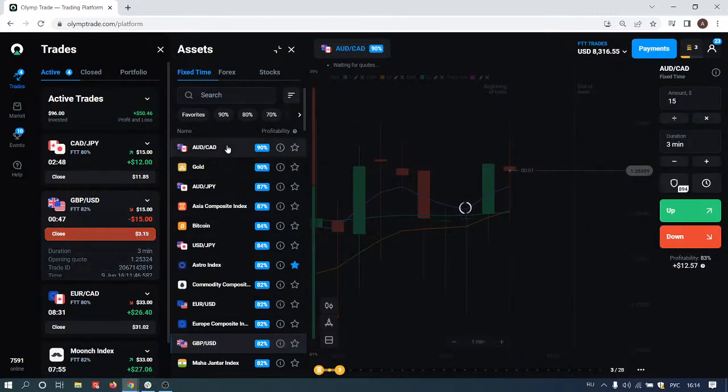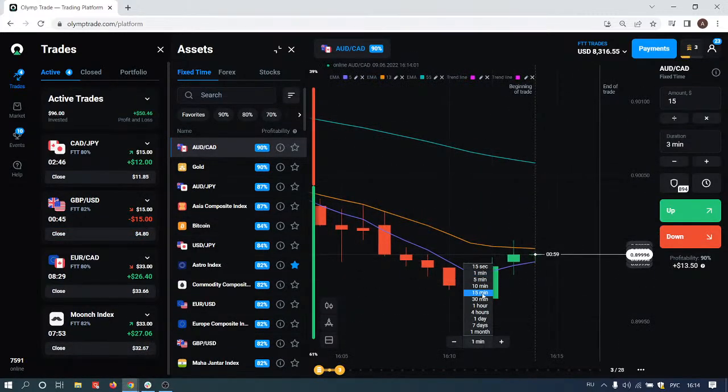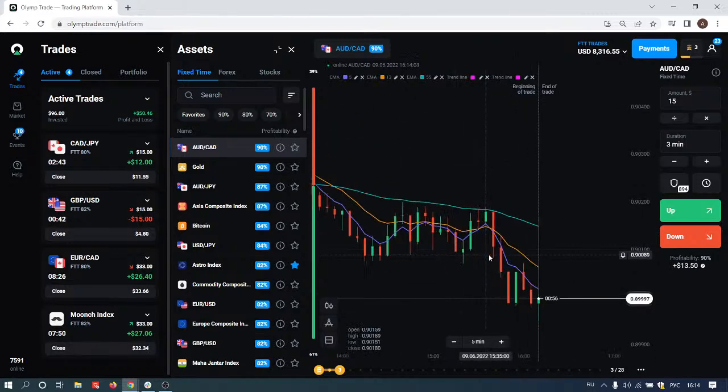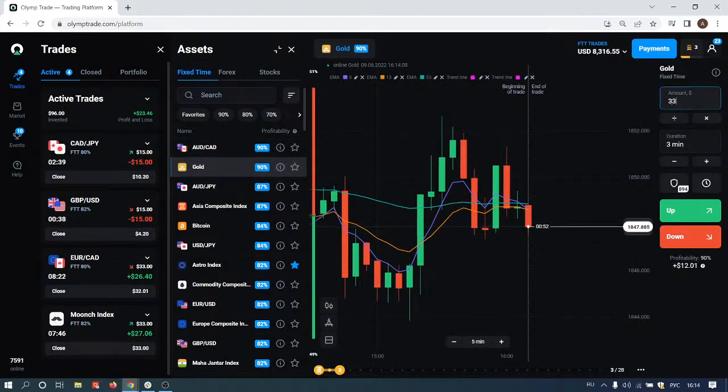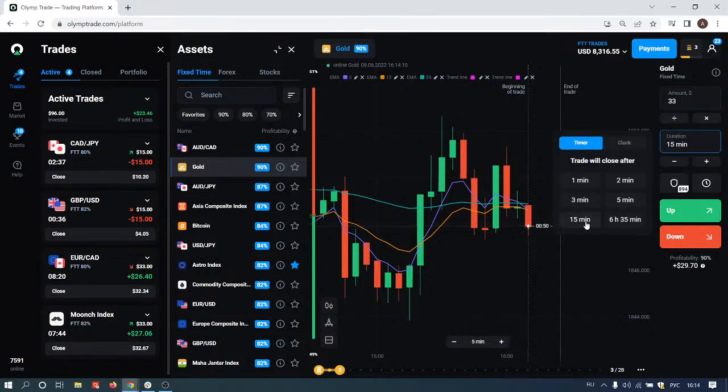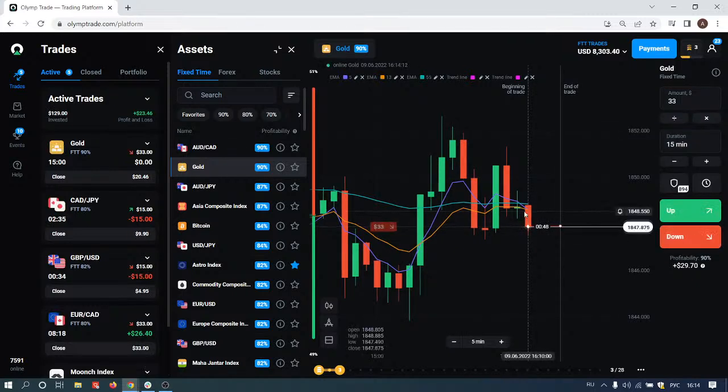So guys, in the meantime, we can go ahead and switch back to 5-minute time frame, and let's go through these assets. All right, so here are our midterm trades, a signal on gold. The blue line crosses the orange line, so that's a signal for a down trade here.